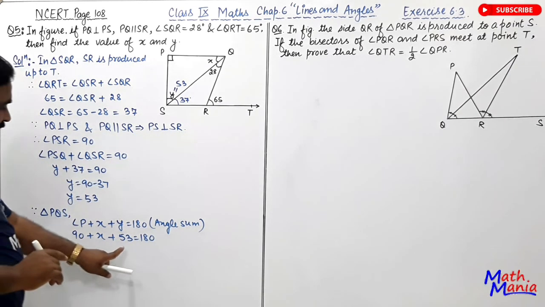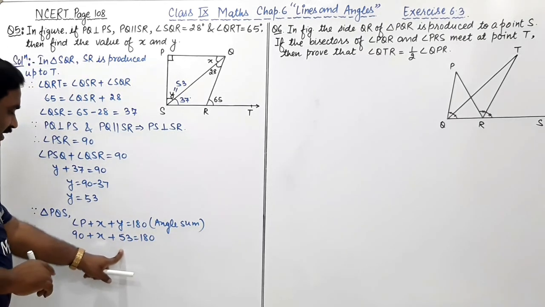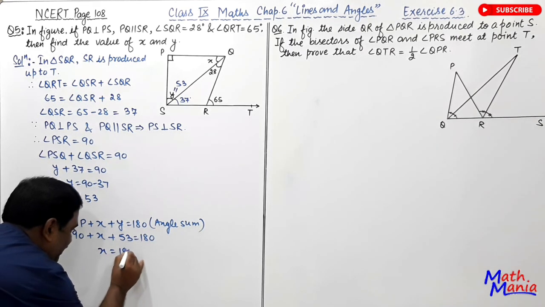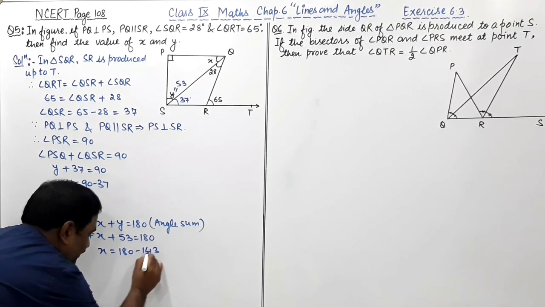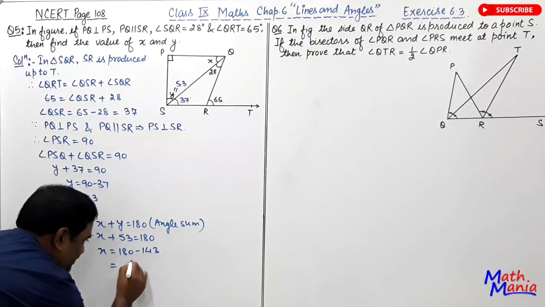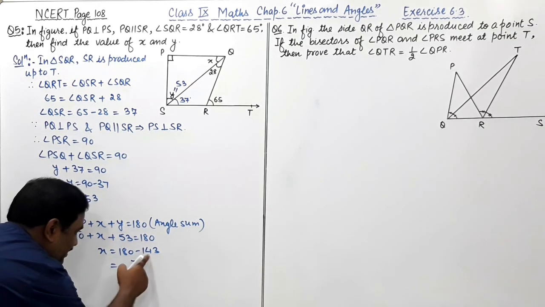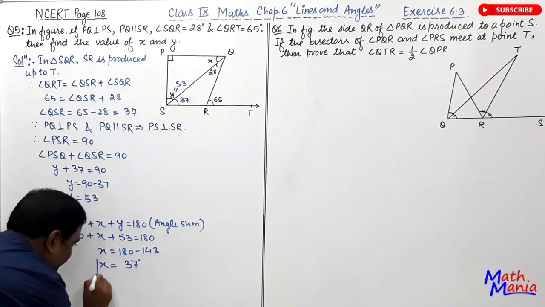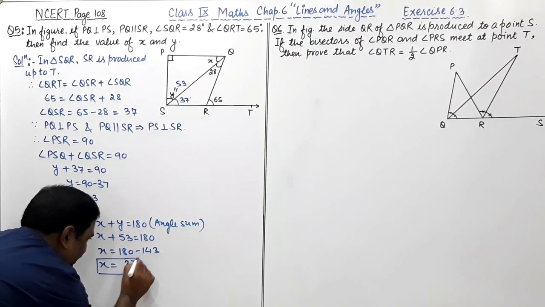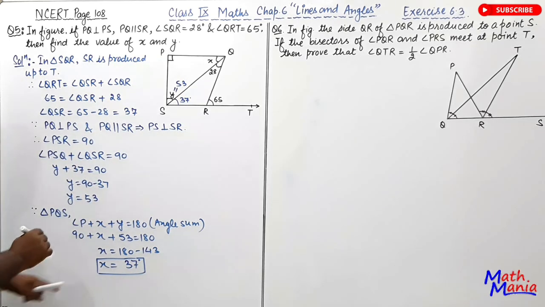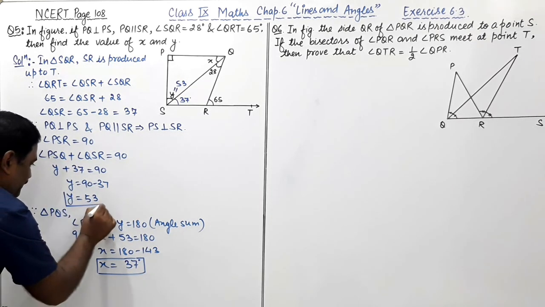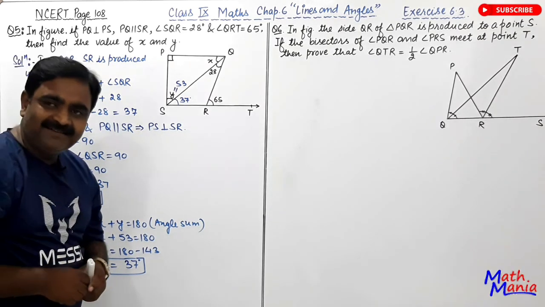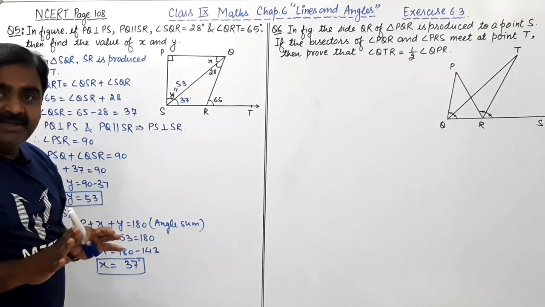So 90 plus 53 equals 143. So X equals 180 minus 143. Let us subtract it. 10 minus 3 is 7. 7 minus 4 is 3. Means the value of X is 37. So therefore we got the value of X as 37 and the value of Y is 53. Right friends? Is it clear? Any problem? Is there any problem?